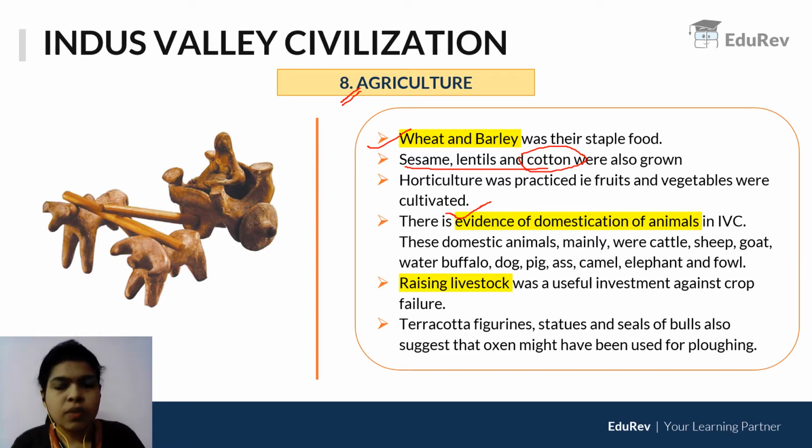That also try to remember, there is clear-cut evidence of domestication of animals. What sort of animals? Try to take a look at it. Cattle, sheep, goat, water buffalo. These are some of the prominent ones. And another thing is elephant. Elephant was also domesticated by the Indus Valley Civilization people.